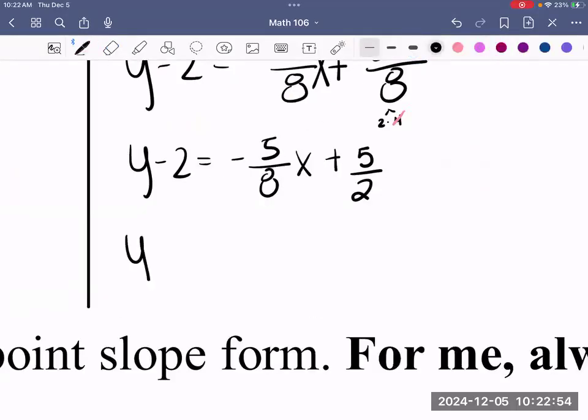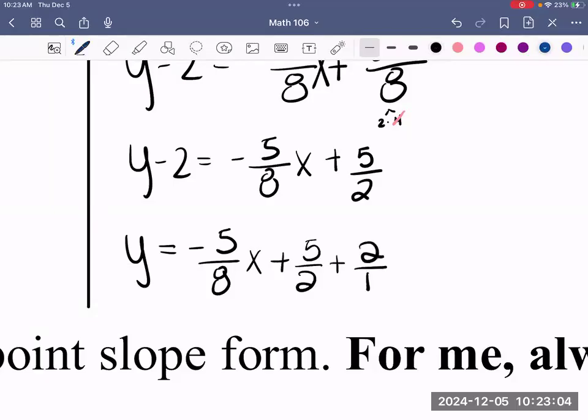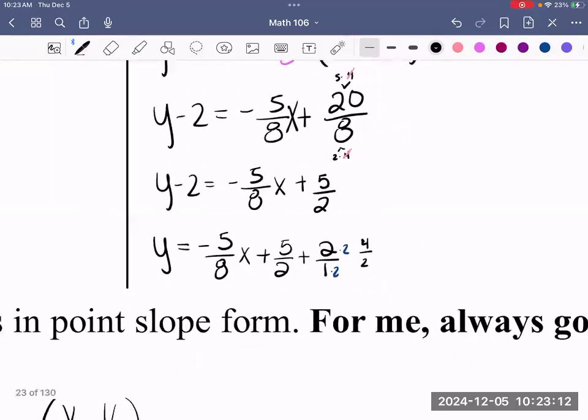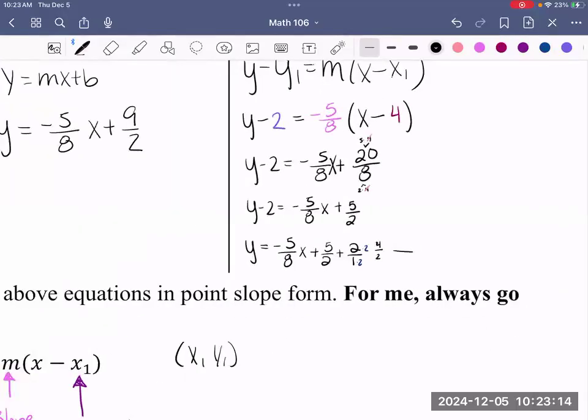Now let's add that 2 to the other side. Plus 2, and then we can make it into a fraction real quick. Same rule applies. We'll get 4 over 2, so we can add 5 plus 4, and you'll again get that same response. Y is equal to negative 5 over 8x plus 9 over 2.